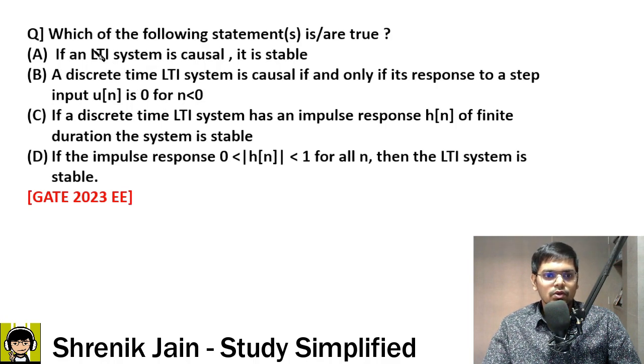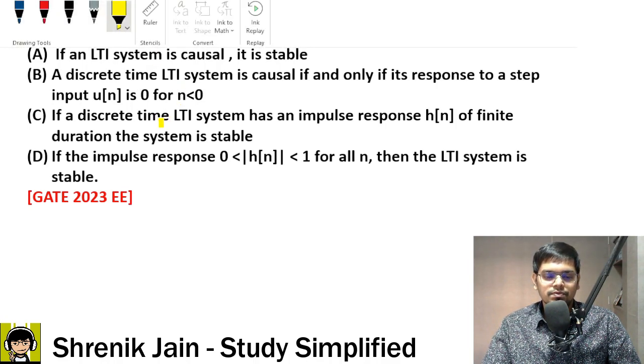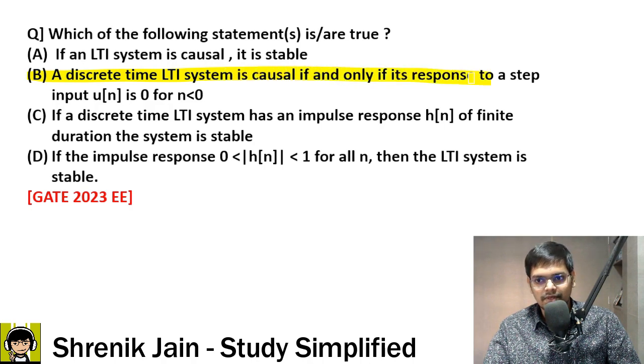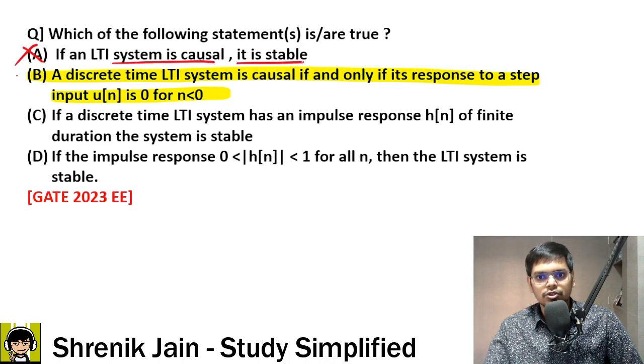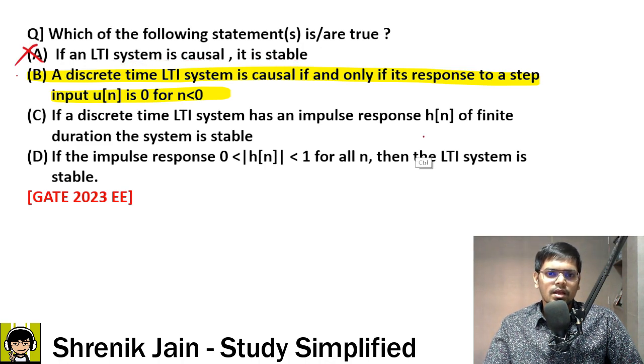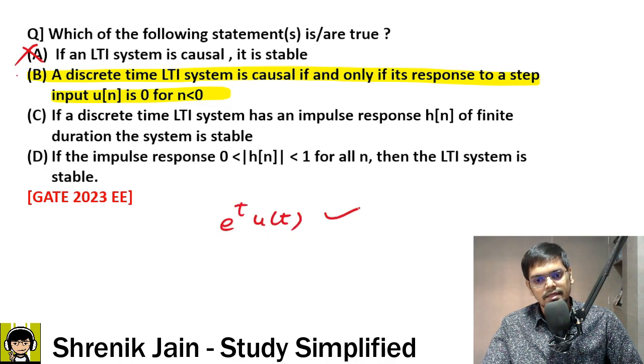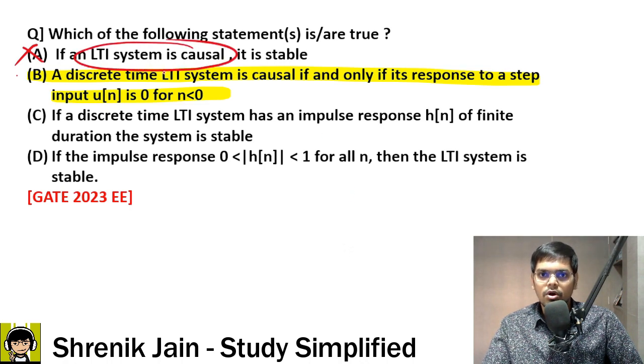So the answer is only one option correct. You know what that option is? This option is the only correct one. And obviously, sir, why is this option the only correct one? Because the first option is absolutely wrong. If an LTI system is causal, it should be stable. Who said that? Suppose you have a signal e to the power of t times u of t. Is it causal? Yes. But is it stable? No. Increasing function, unstable. So you got the answer. The LTI system was causal, but it was unstable. So saying that an LTI system is causal, hence it is stable, is a wrong statement.